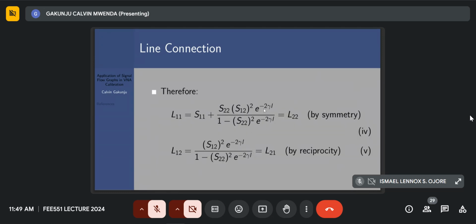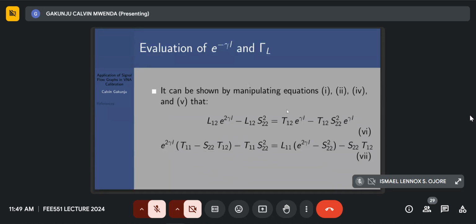So by noting that, you can just replace the one for the T11 and T12 with e power negative gamma L, and because they are two, because of this squared, you get this power doubling, and the same thing happens for L12. Then by symmetry and reciprocity, you can get L22 and L21.